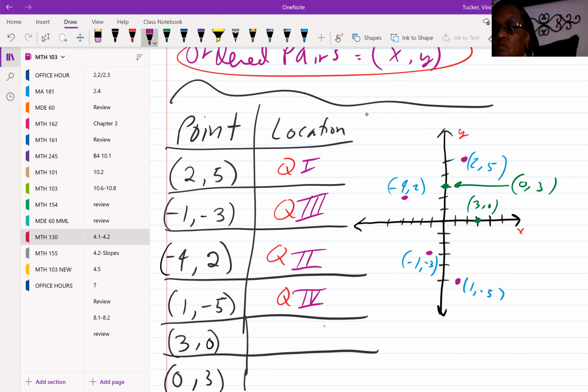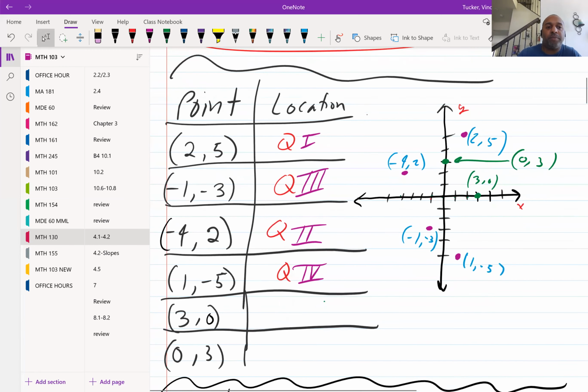So that would be a negative. What do you mean, that would be a negative? You went down one, you started here at one, then you came down five. Is that negative? No, okay, I see what I did wrong. Any questions before we go to that next point, 3, 0?